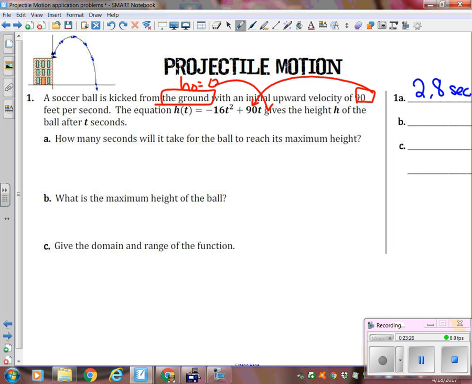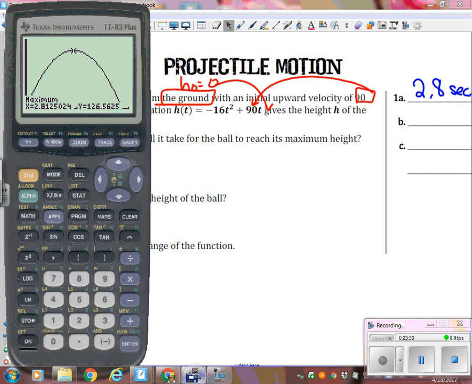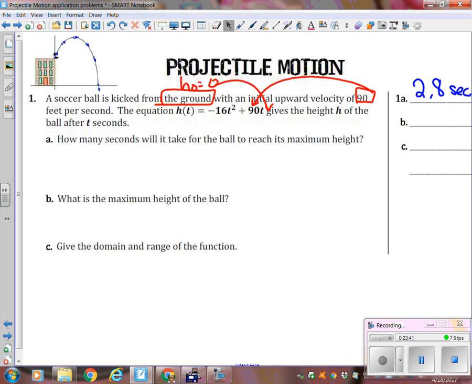And what is the maximum height? Okay, 126.5. Let's keep one decimal. Well, 0.5 would actually round to what? 0.6. So 126.6, and that is in feet.